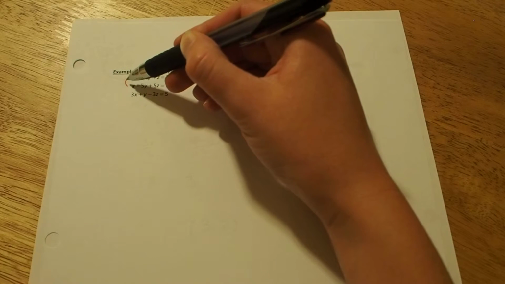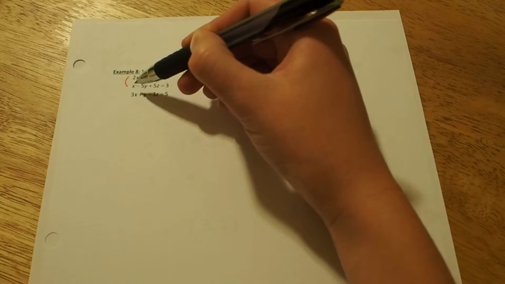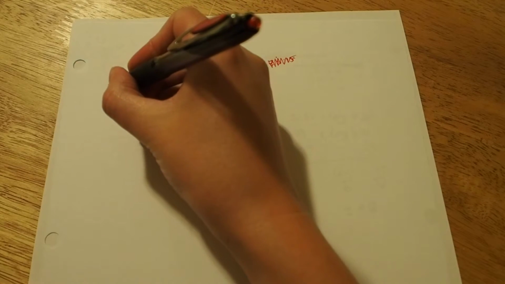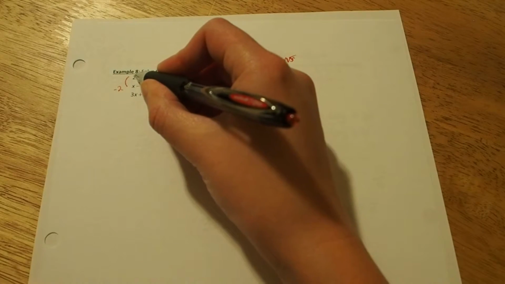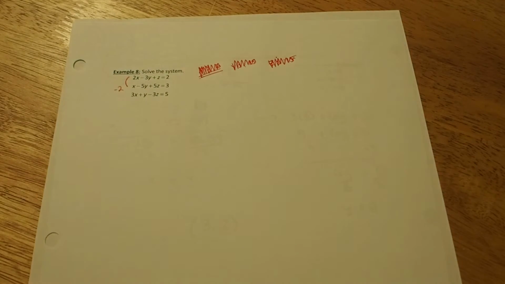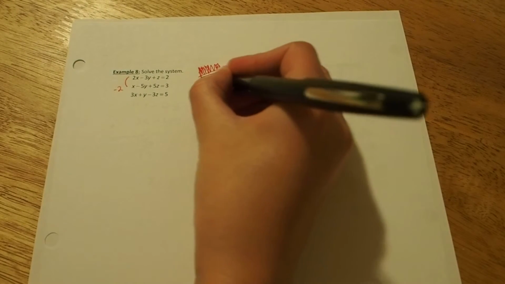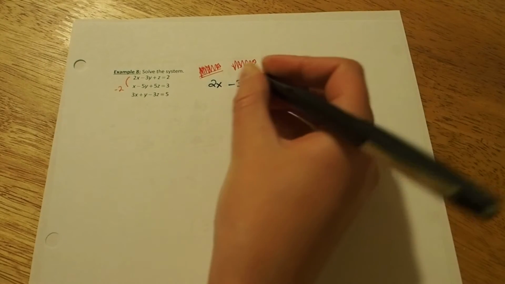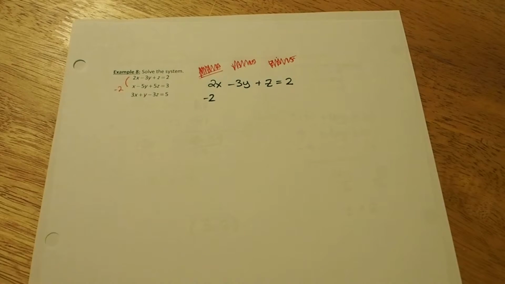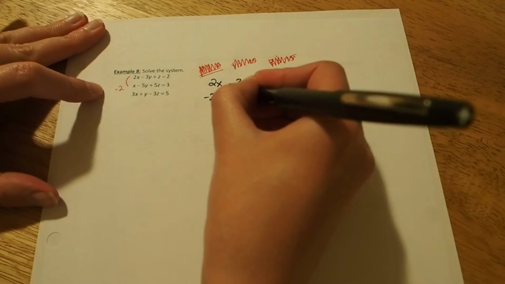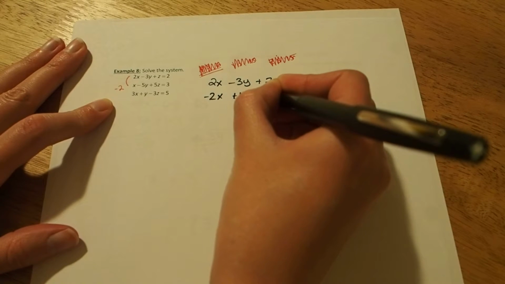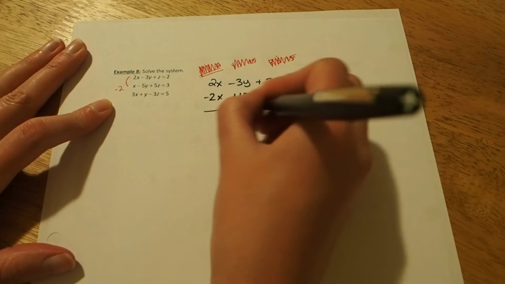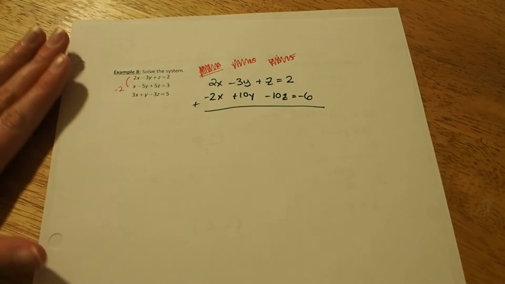So I'm going to begin with the 2x and the x, trying to eliminate. The very first thing I'm going to do is multiply the second equation by negative 2, because then I'll have a positive 2 and a negative 2, and I'll be able to eliminate x. Okay. So that gives me the top equation with no change, 2x minus 3y plus z equals 2. Then we're going to have our negative 2 distributed through. So it's going to be negative 2x plus 10y minus 10z equals negative 6. When you add these two equations up, the x value will eliminate.